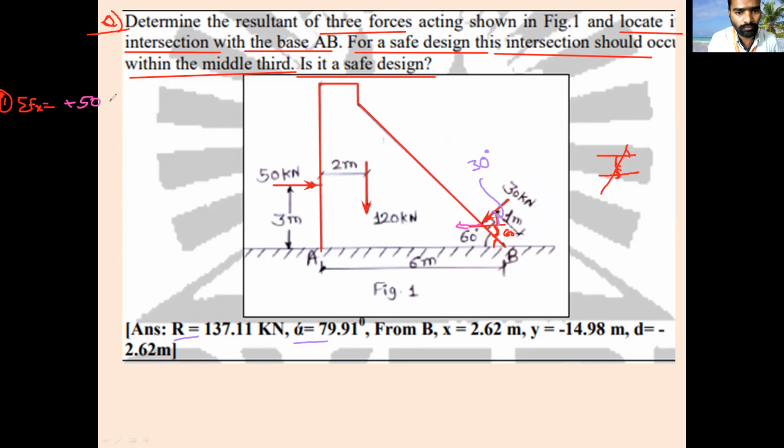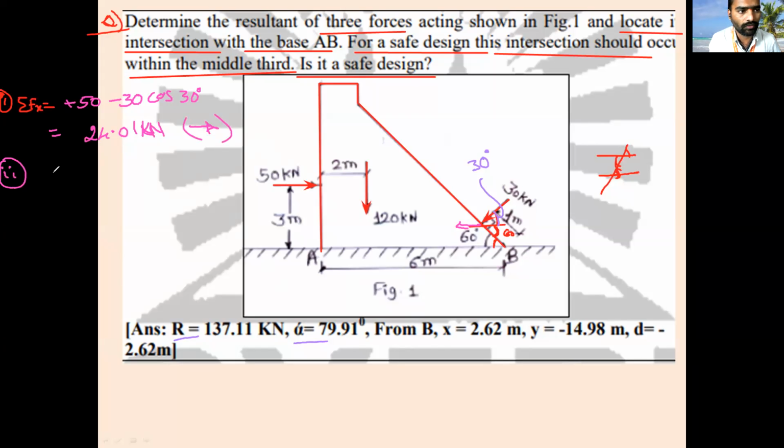How much is the force? Minus 30 cos 30 degrees. So what is the answer? 24.01 kilonewton. Is it moving in the positive direction or negative direction? Positive, it is moving in the positive direction, that is in this direction.